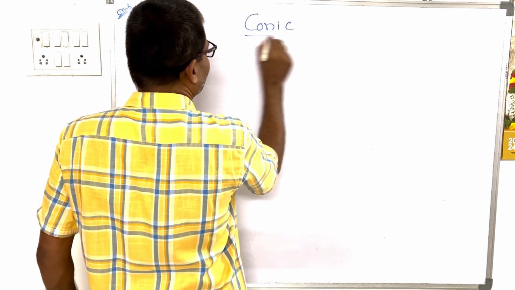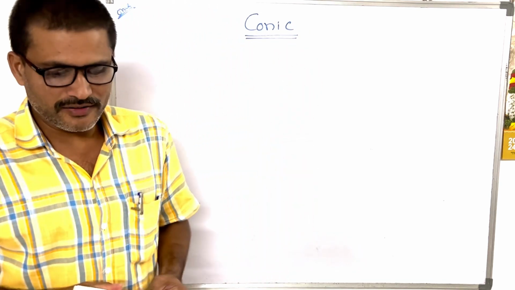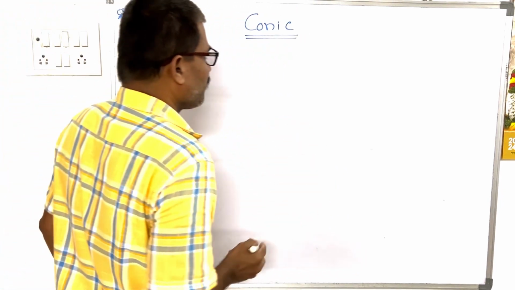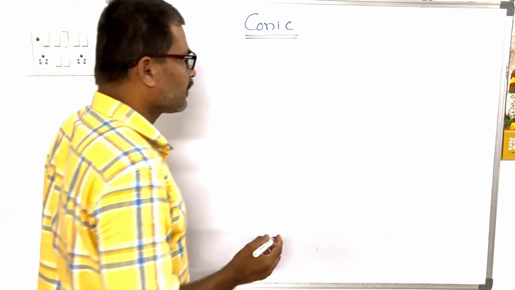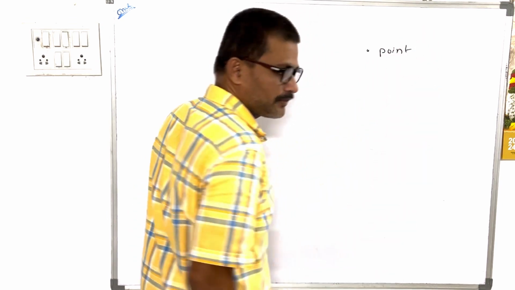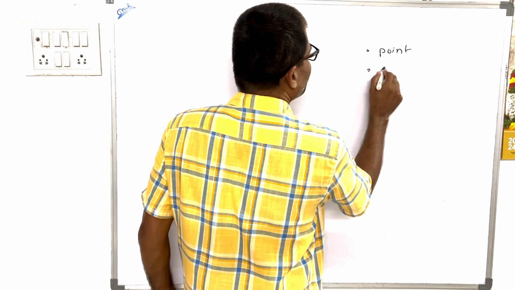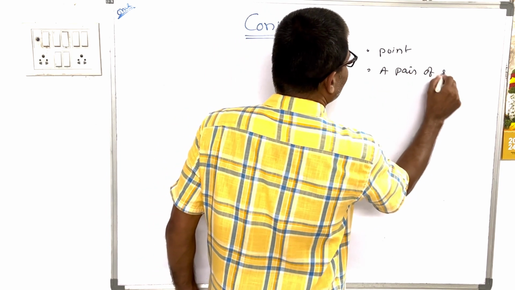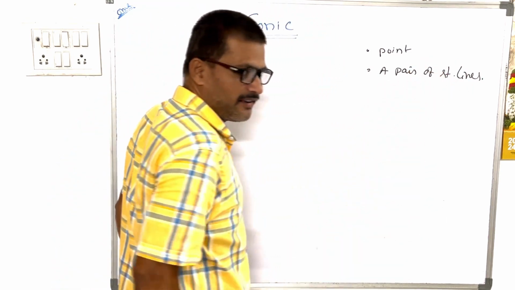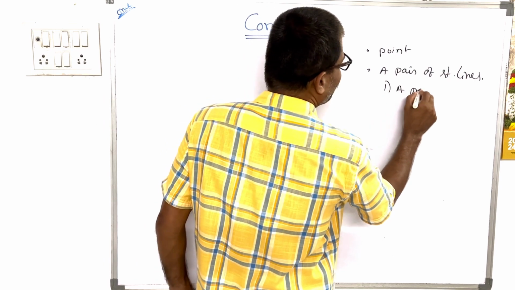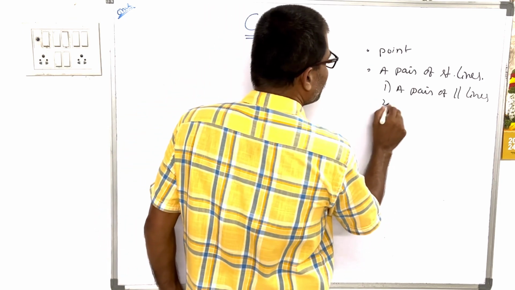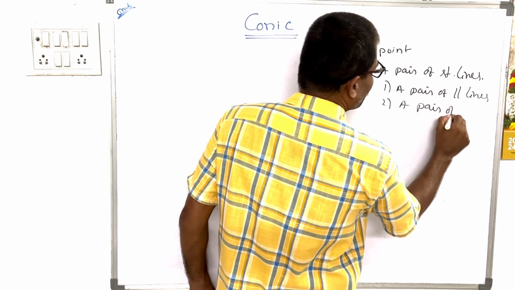First of all, we have to discuss the conic. What is the definition of a conic? Now, there are so many types of conics. First one is the point. The second one is a pair of straight lines. In that, a pair of parallel lines and also a pair of intersecting lines.